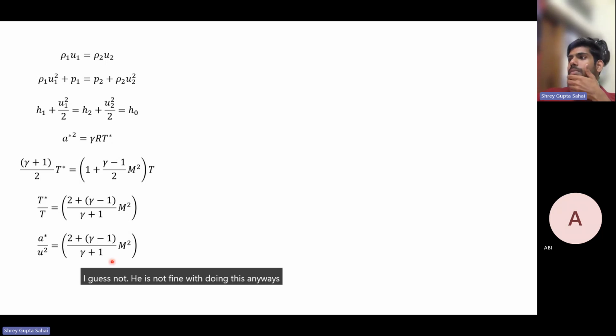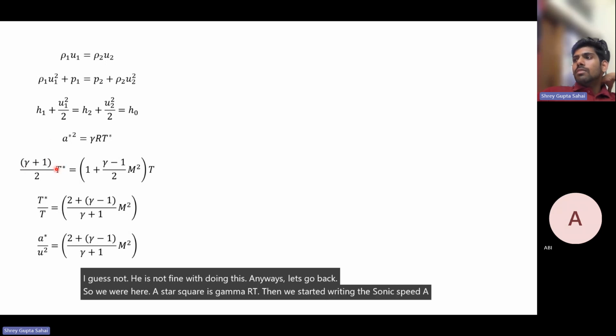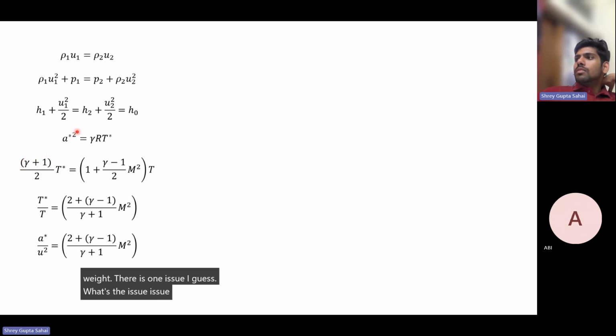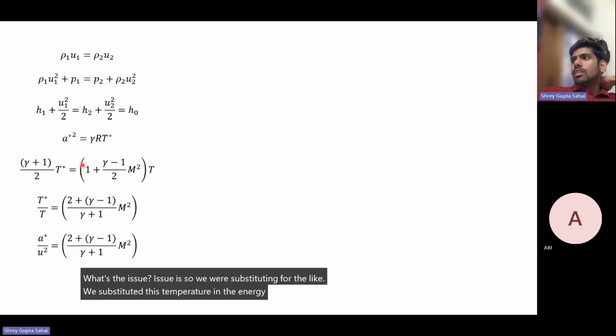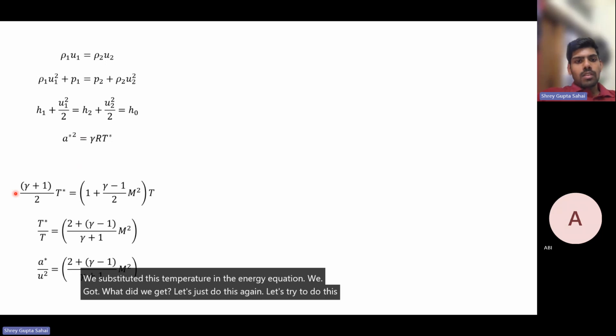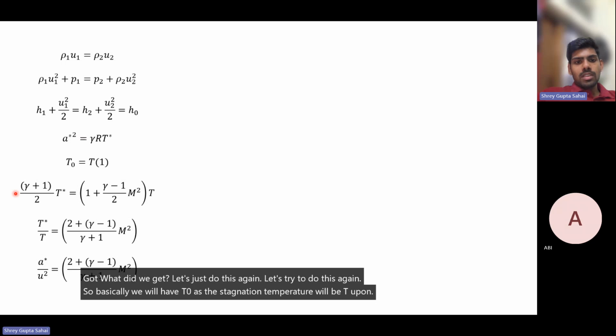Anyways, let's go back. We were here. A star squared is gamma R T star. Then we started writing the sonic speed. Wait, there is an issue. We substituted this temperature in the energy equation, and what did we get? Let's try to do this again. Basically, we will have T naught, the stagnation temperature, will be T upon 1 plus this. This is the stagnation temperature.